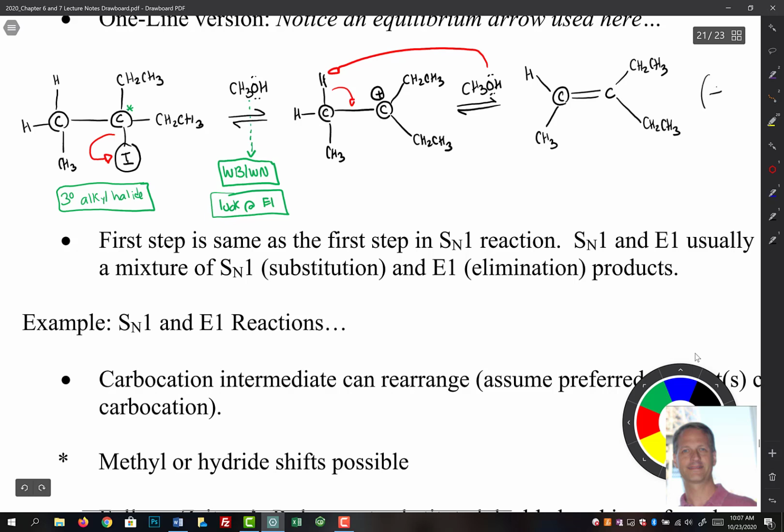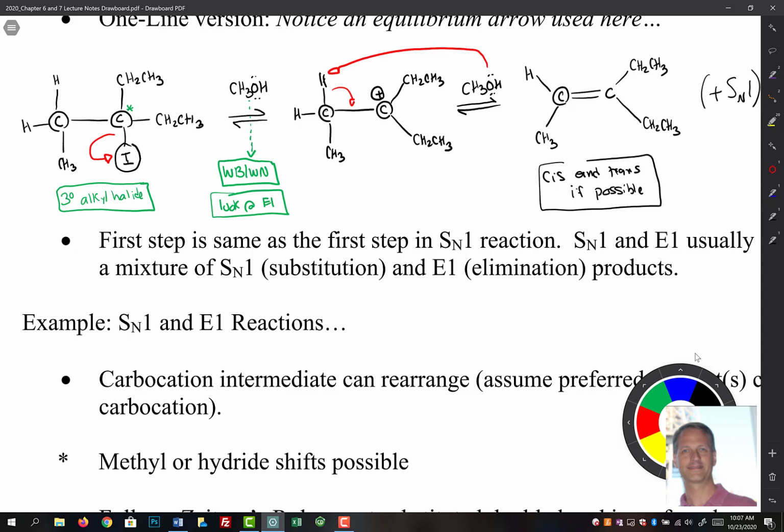And then also, we're not writing this right now, but you'd get SN1. The other note here too is that you would get cis and trans if possible. It's not in this case, right? So there is no cis-trans in that particular structure. So that would be your product, and then you'd get the substitution product in here too.